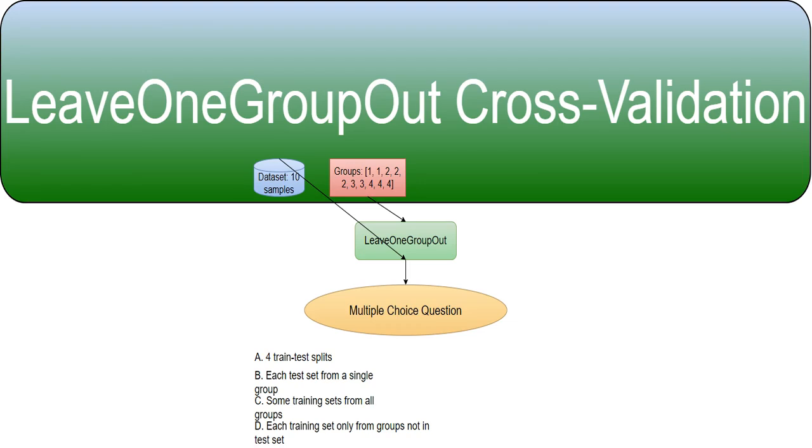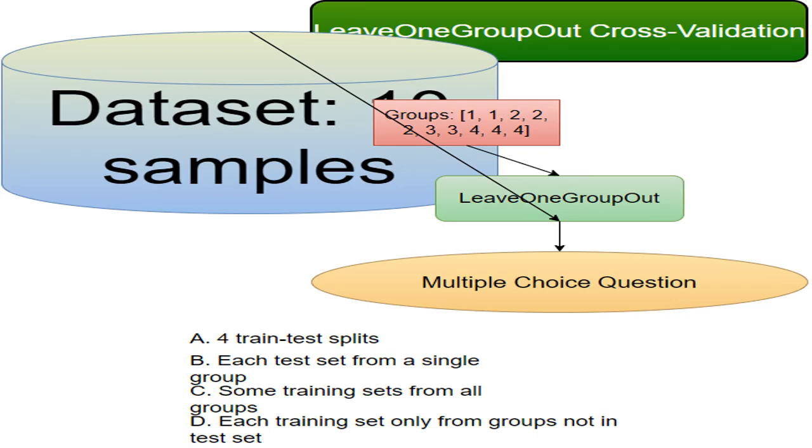I'm using LeaveOneGroupOut, LOGO, a scikit-learn tool, for cross-validation. It's a technique I use to evaluate the performance of a machine learning model by splitting the data into multiple training and testing sets. I have a dataset with 10 samples. Think of these as 10 individual data points I'm using to train and test my model.